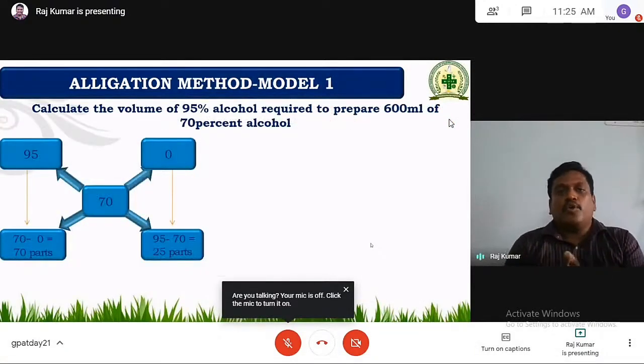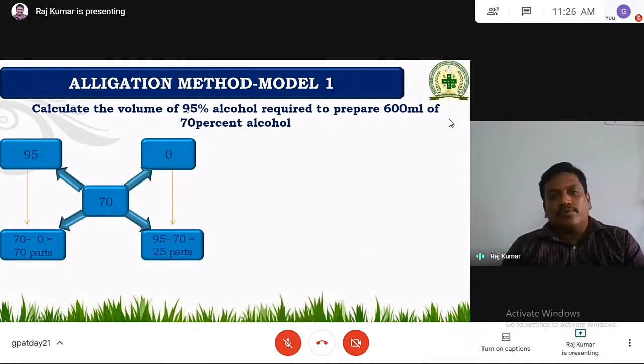Allocation method, model 1. Simply take an example. Calculate the volume of 95% alcohol required to prepare 600 ml of 70% alcohol.